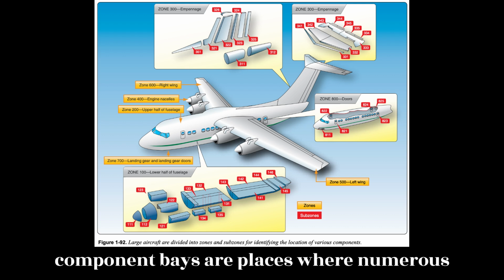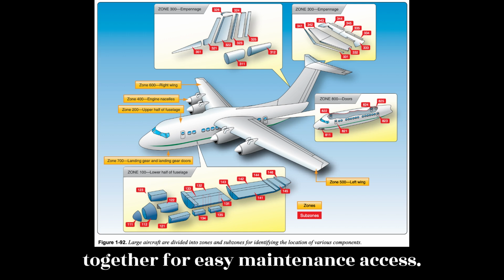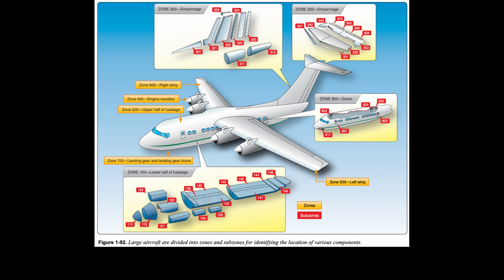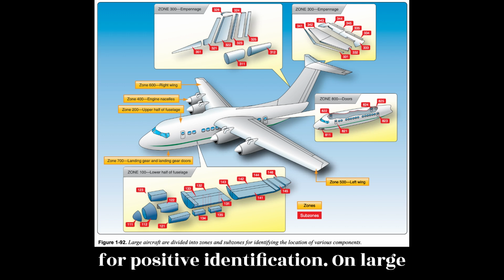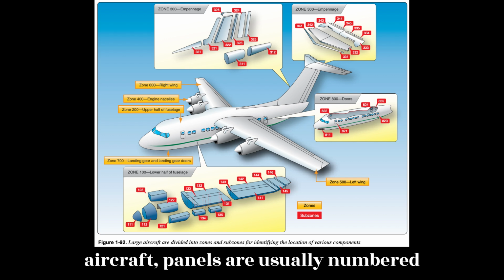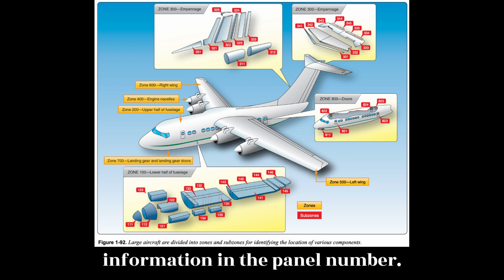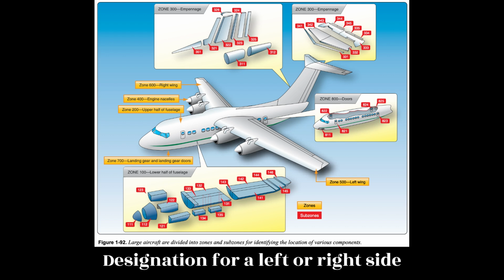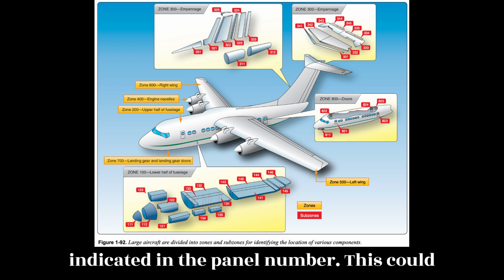Wheel wells and special component bays are places where numerous components and accessories are grouped together for easy maintenance access. Panels and doors on aircraft are numbered for positive identification. On large aircraft, panels are usually numbered sequentially containing zone and subzone information in the panel number. Designation for a left or right side location on the aircraft is often indicated in the panel number.